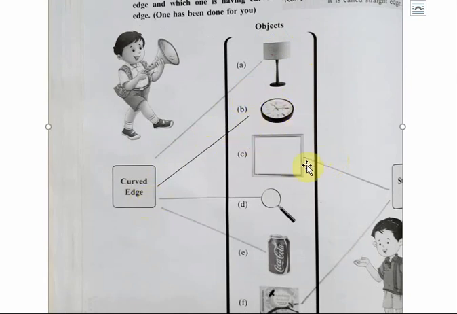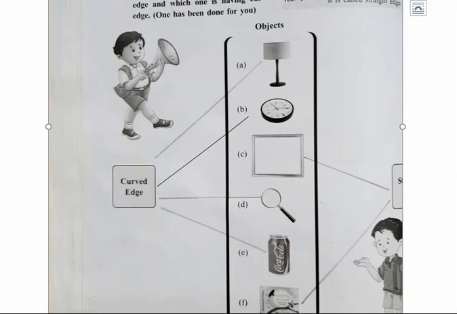Next one, this is a square piece. It looks like a whiteboard, and it is having straight edge. You can see it has corners also, so match it to the straight edge. This is a lens. It is round in shape, so it is having curved edge, so match to curved edge. What is this? This is a bottle of Coca-Cola. It is in the shape of a cylinder, and it is round, so it is having curved edge. So match it to curved edge.